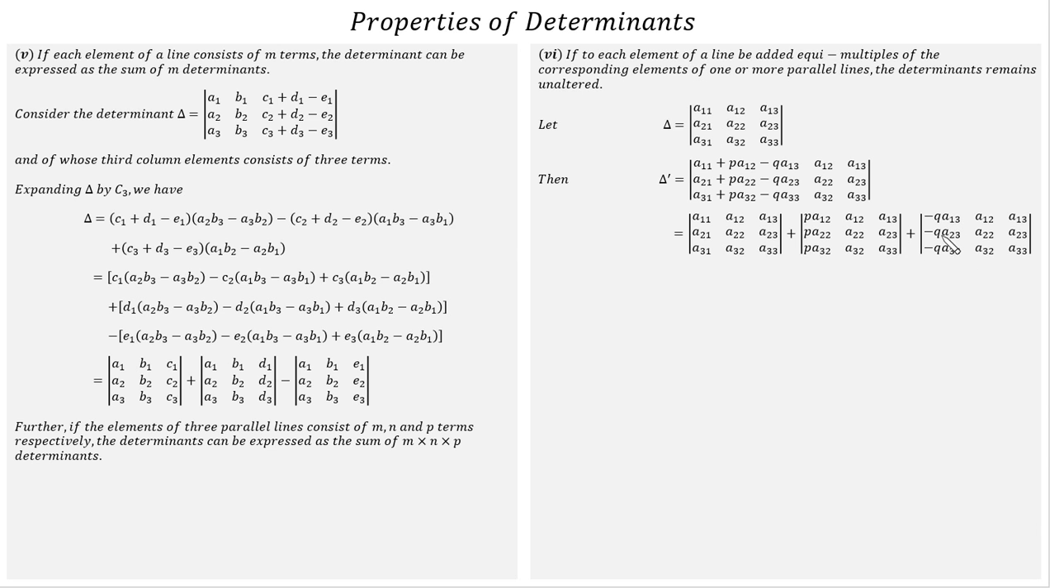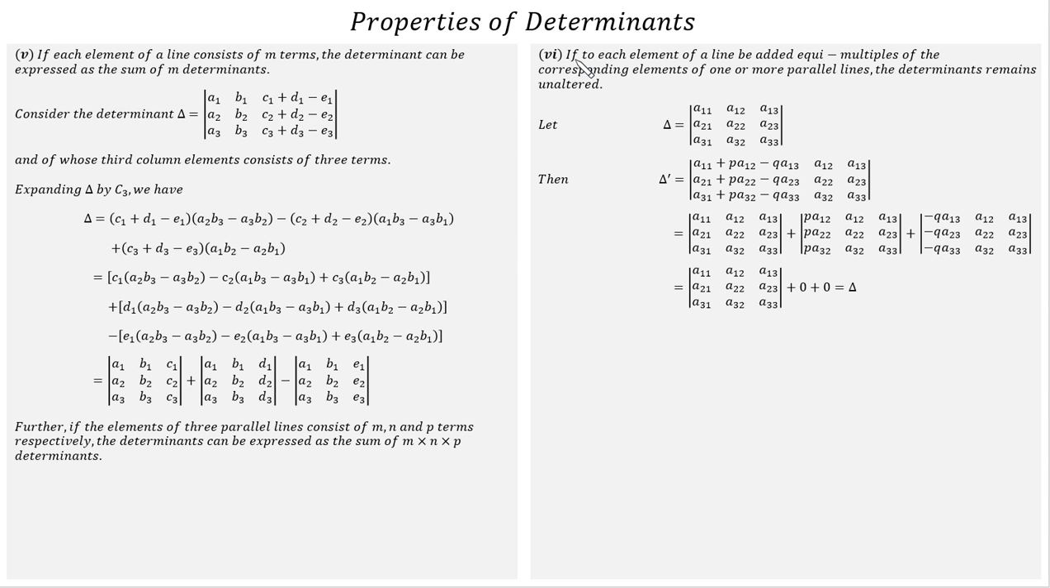Similarly, each element of column 1 in determinant 3 is minus q times the corresponding element of column 3. Thus, the value of the third determinant will also be equal to 0. That is, delta dash will be equal to the notational form of this determinant plus 0 plus 0. Now you can see that this determinant is exactly the same as the determinant for delta. Thus delta dash equals delta.